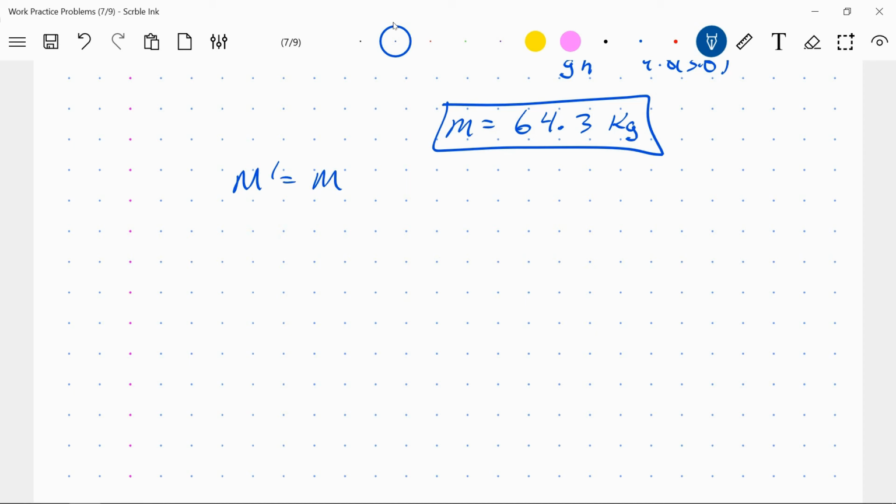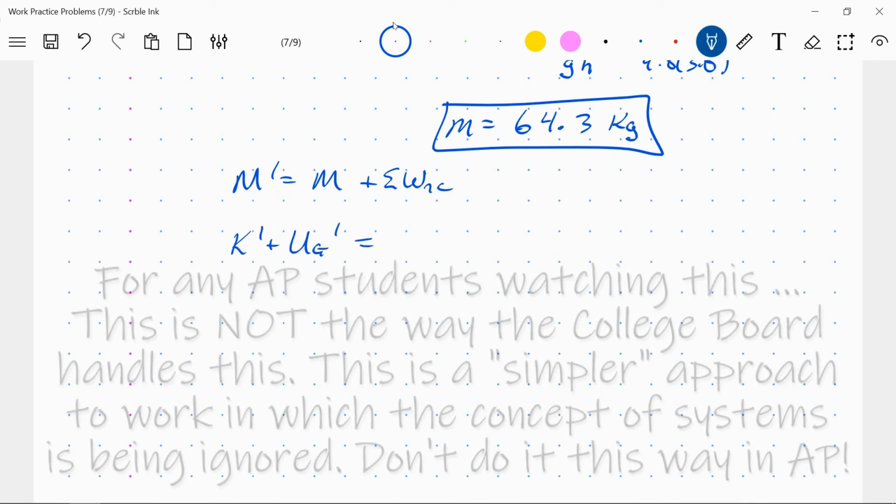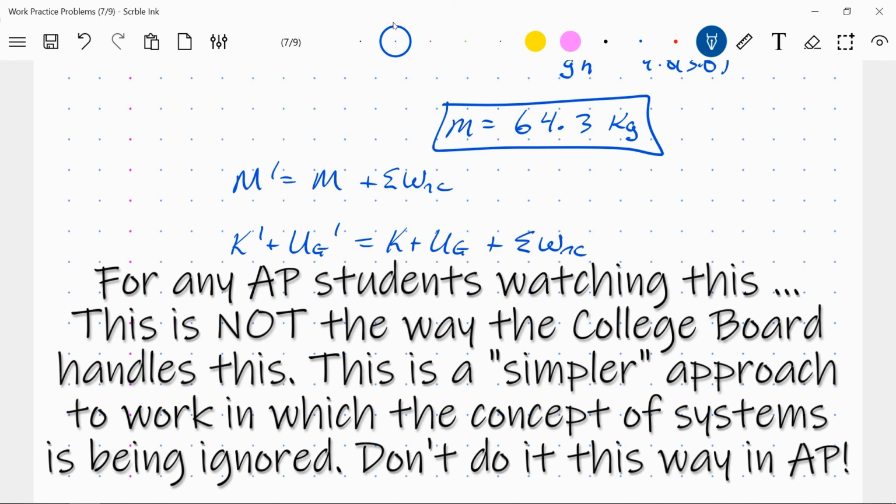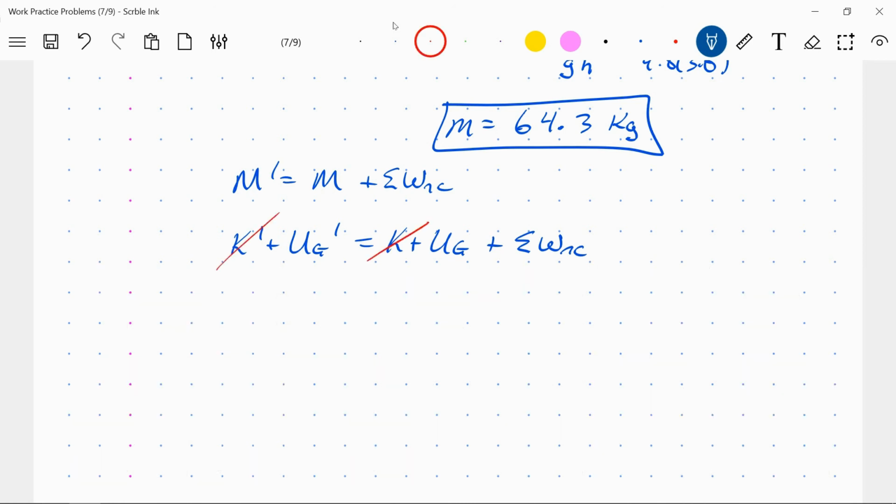The energy he ends with equals the energy he started with, plus the net work done by non-conservative forces, which really is the work done by Lewis in this case. So that means K prime plus U gravity prime equals K plus U gravity plus the net work done by Lewis. I'm going to cross out the kinetic energy prime and K, and the reason is exactly the same as that piano question that we had earlier on. Think of that lift of the piano as being analogous to the lift of this person.